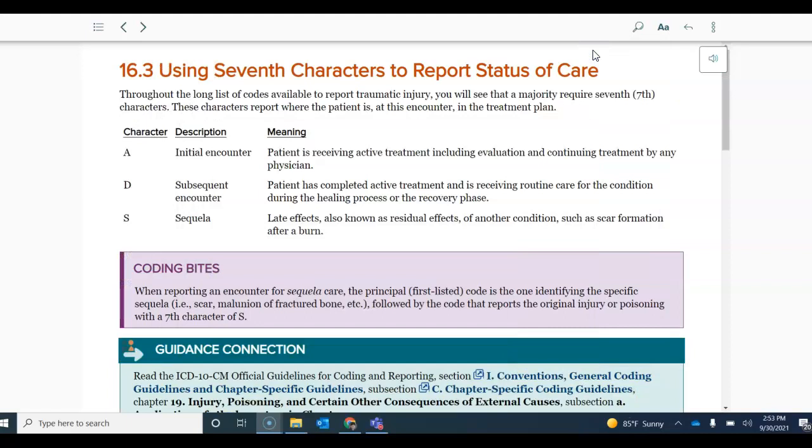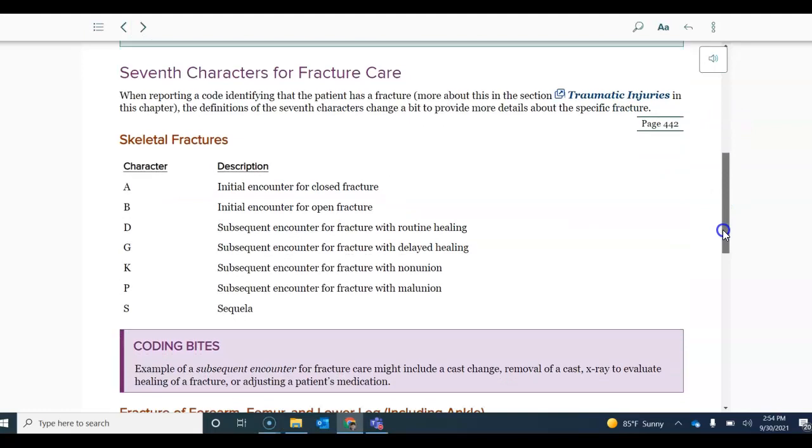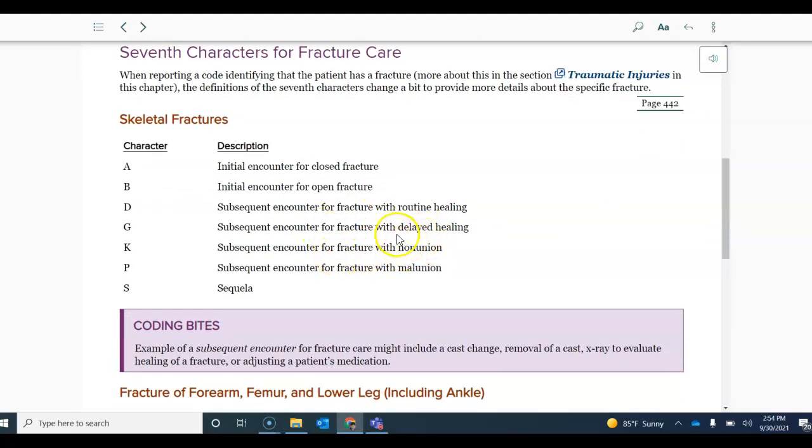So here's an example using those AD and S codes that I was telling you about as far as status of care. Remember that in your homework, it may not really specifically say initial, but typically it's going to be initial unless it says something like the patient's coming back for care, etc. Also remember when we talk about fractures, okay, so we have routine healing, delayed healing, union, non-union, malunion. We also have sequela or a late effect.